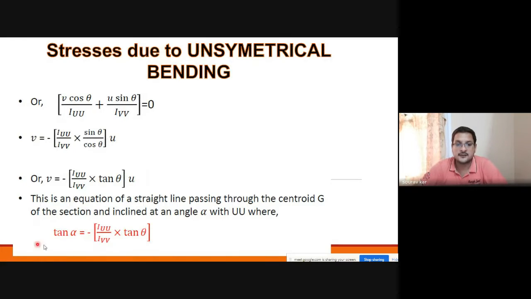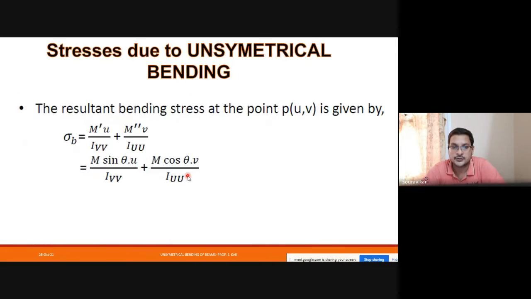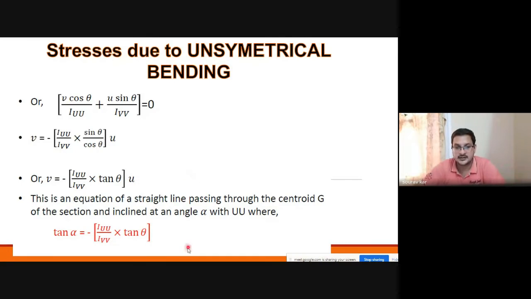Now, if it is asked to find the location of the neutral axis, then tan alpha equals minus IUU by IVV into tan theta. Alpha is the angle between the neutral axis and the UU axis, and theta is the angle of inclination of UU and VV. So we have to know tan theta first. If we know tan theta, then we can find tan alpha. So this is also an important equation, and then we can find the location of the neutral axis.